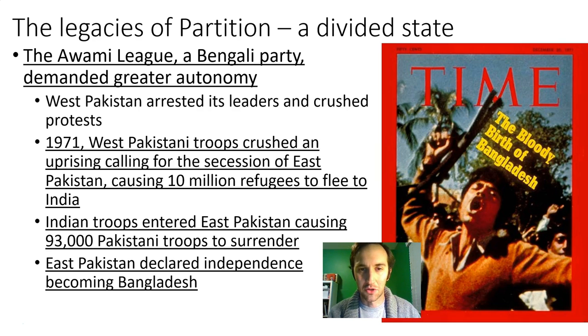In 1971, West Pakistani troops crushed an uprising calling for the secession of East Pakistan, causing 10 million refugees to flee into India. India's not happy about this, so they decide to intervene. They don't want to deal with 10 million refugees. So Indian troops enter East Pakistan, causing the remaining 93,000 Pakistani troops to surrender quite easily, without much of a fight. East Pakistan declares independence and they become Bangladesh.